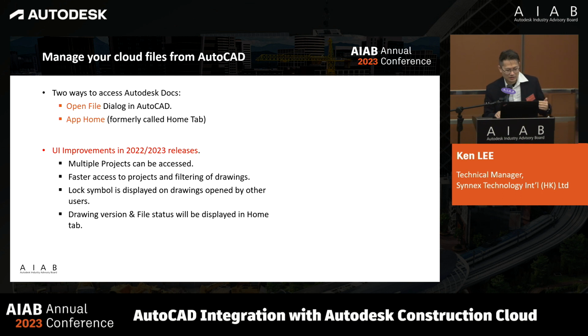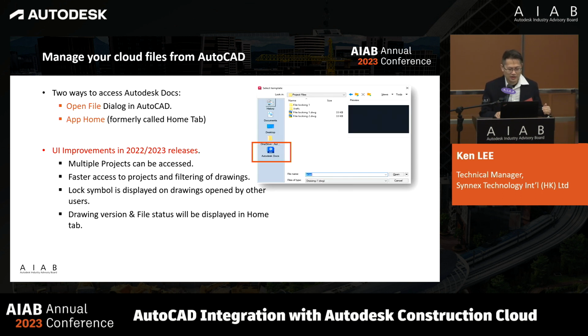So how can we manage our references to the ACC? There are two ways to access Docs. First, you need to know how to connect to Docs, right? You can open it after you have installed the Desktop Connector from your AutoCAD. You will now see one more icon, which is Autodesk Docs or BIM 360.